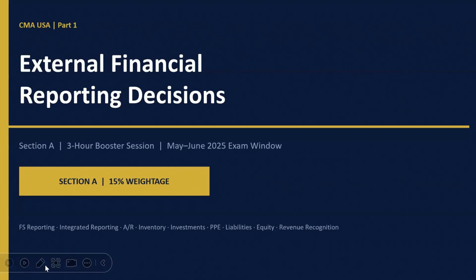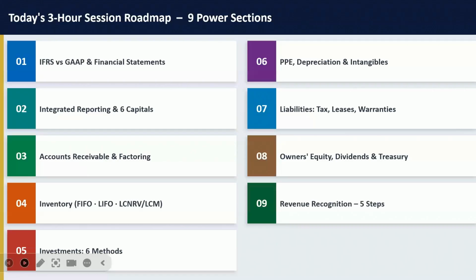So in Section A, the most important topics will be how IFRS reporting is different from US GAAP, and what are the financial statements that we are going to study under US GAAP. Then integrated reporting and the 6 capitals that are used by the organization. Then what is accounts receivable, how do we report accounts receivable, and what is known as factoring.